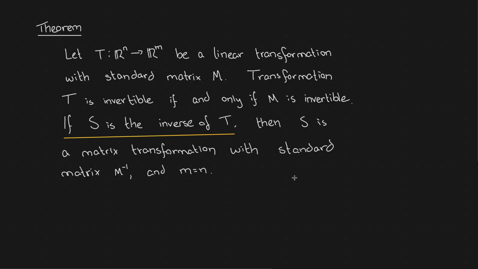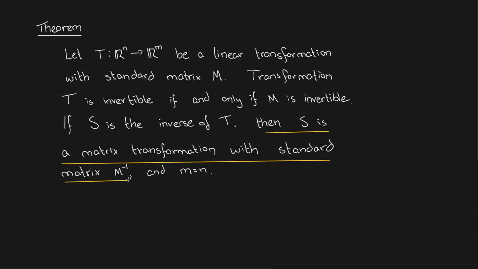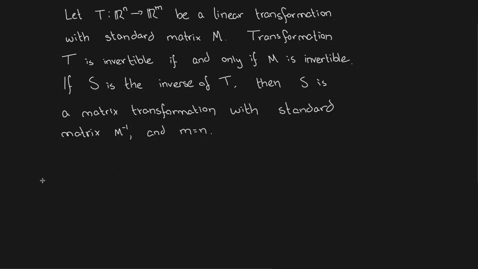If S is the inverse of T, then S is a matrix transformation, and the standard matrix of the transformation is M inverse. Okay? The inverse of the standard matrix of transformation T. And finally, M and N would have to be equal in order for this to hold. Okay? So let's sketch out a proof.